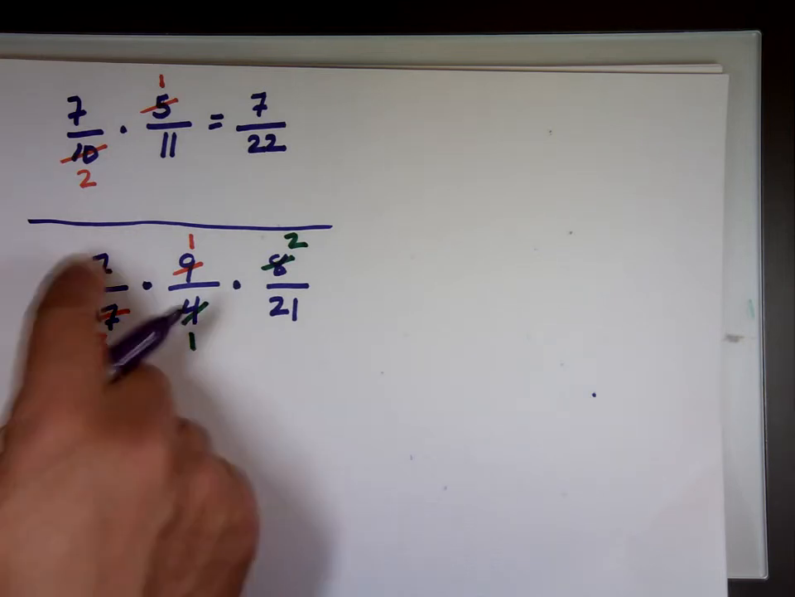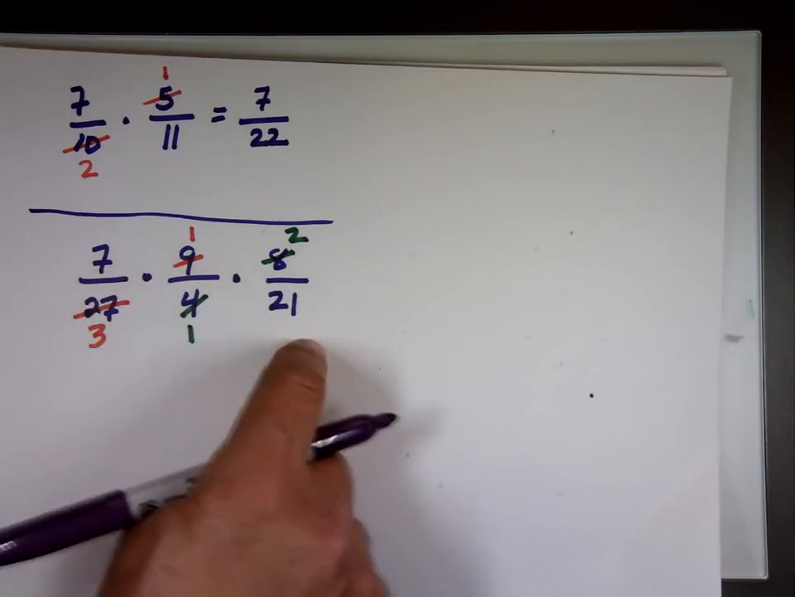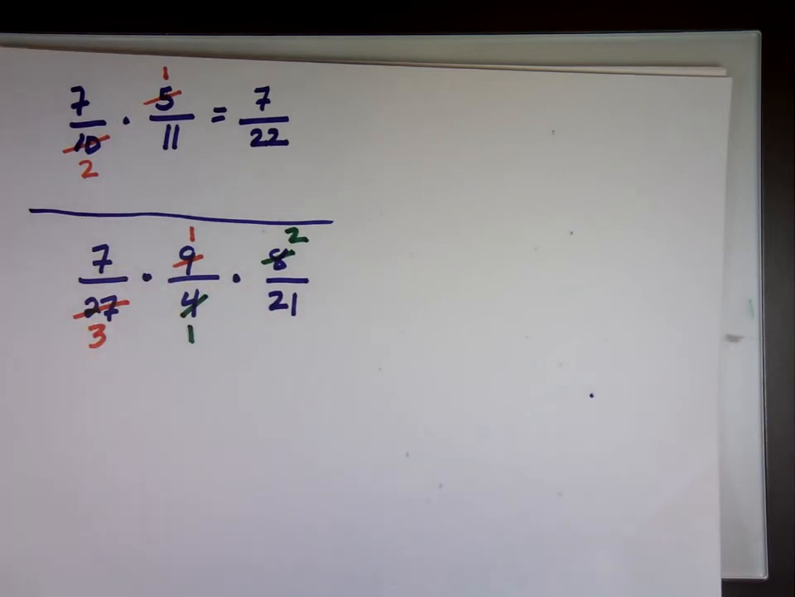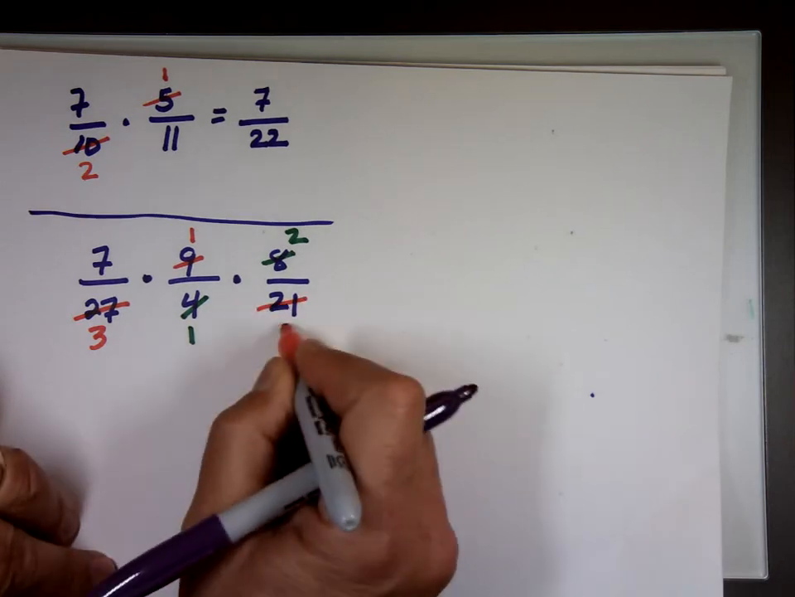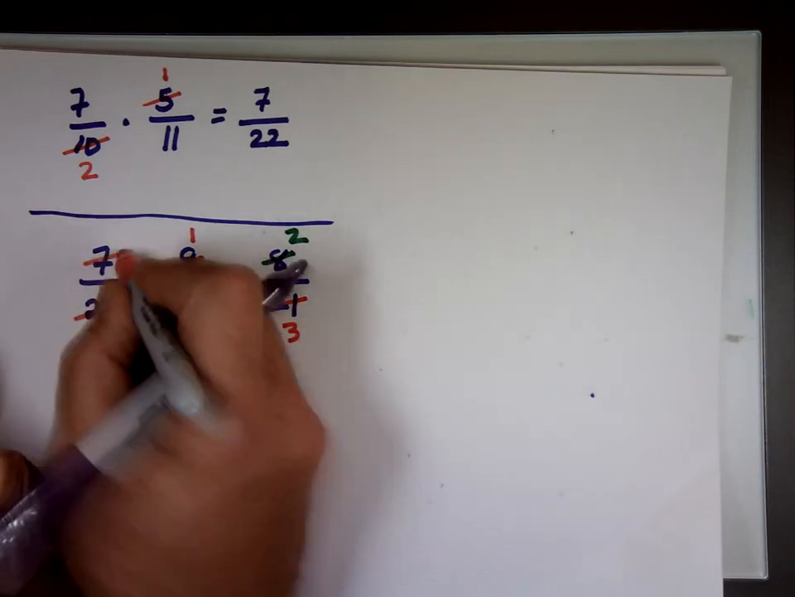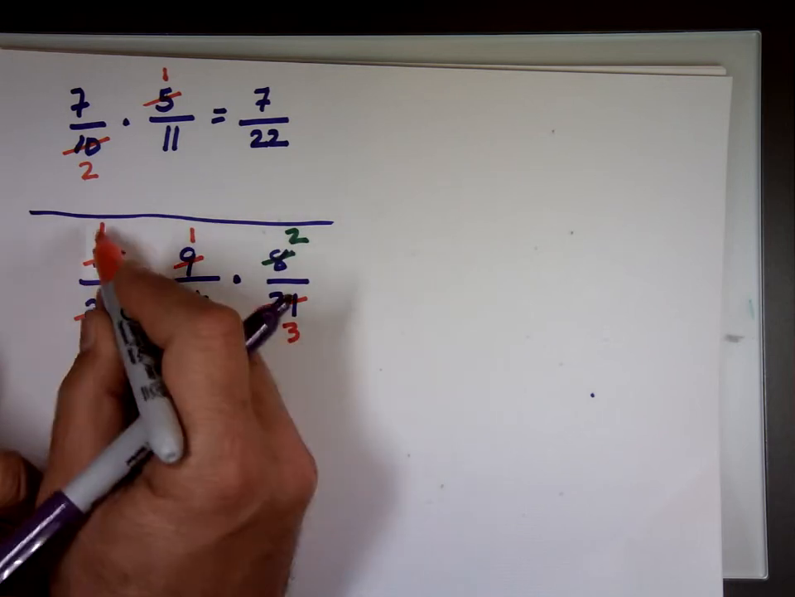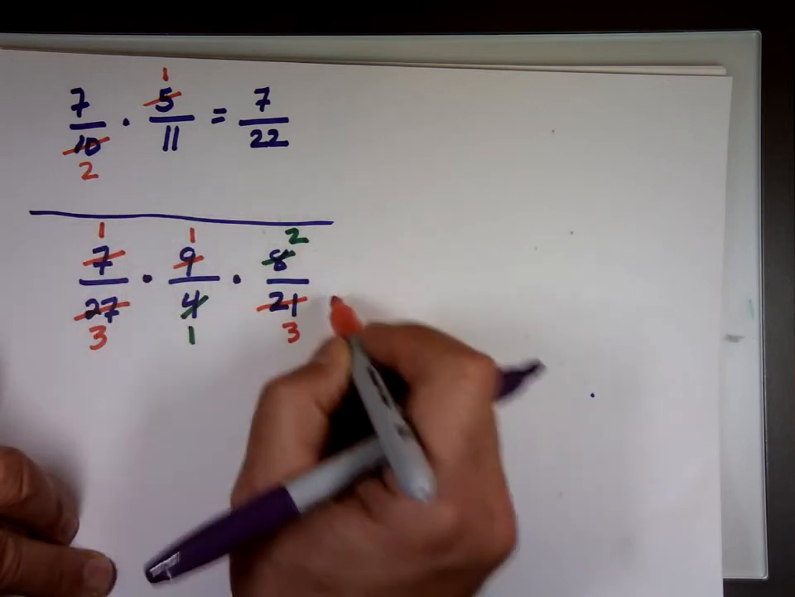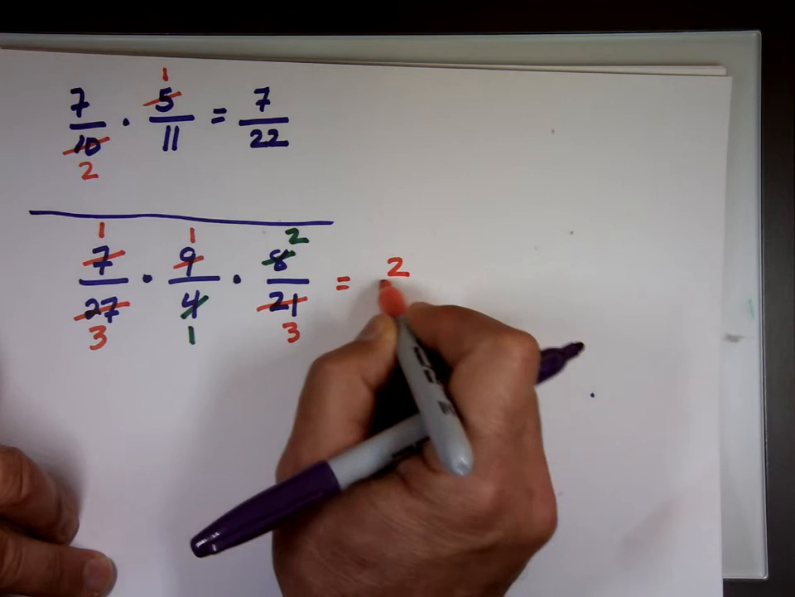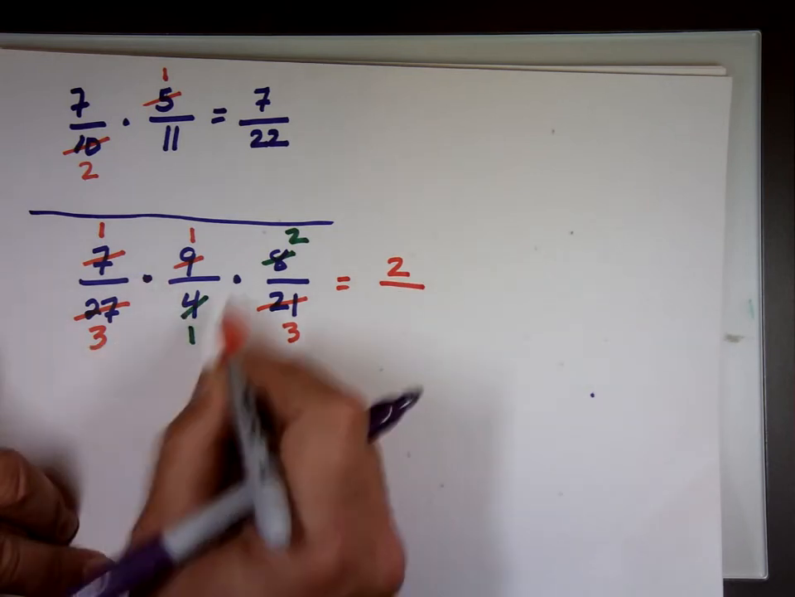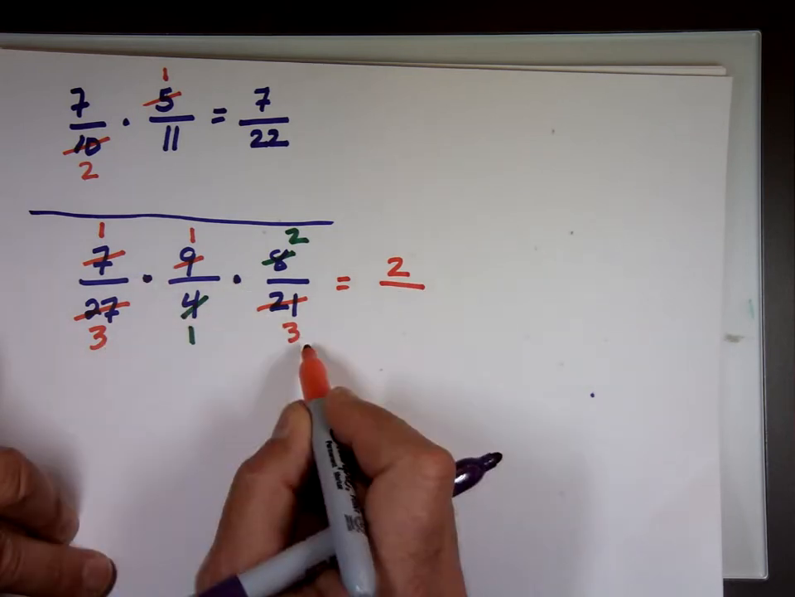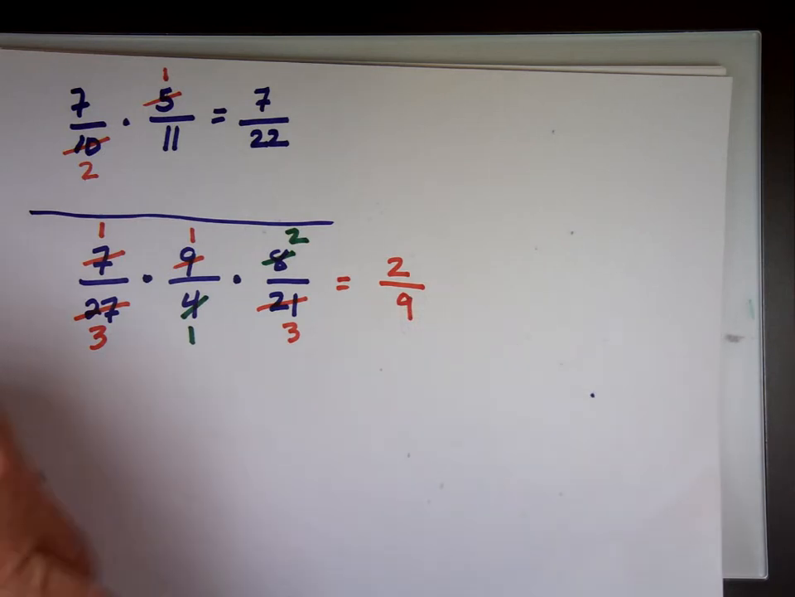How about 7 and 21? Yes. Top and bottom. By 7, this is what? 3. By 7, this is what? 1. 1 times 1 times 2, which is what? 2. 3 times 1 times 3. What's 3 times 1 times 3? 9.